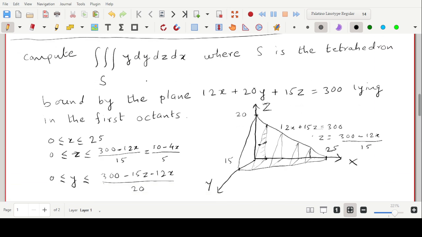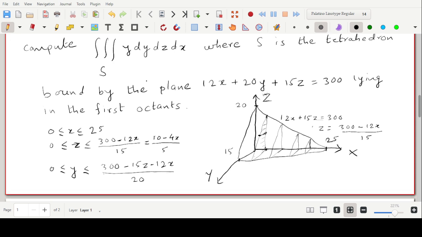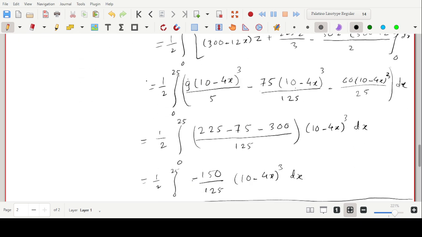Alright, so now suppose, let's say this tetrahedron, if we wanted to find out its volume, what could we have done? We could have simply set this function. Here we have been given the function to be equal to y. We are integrating y with respect to y, z and x. If we change this y to 1, then we shall get the volume of this tetrahedron. So let us try to compute the volume of this tetrahedron.